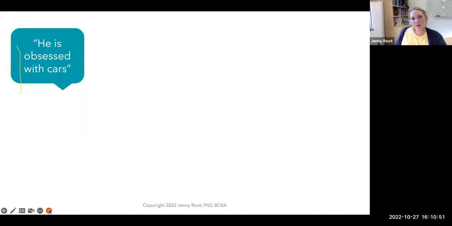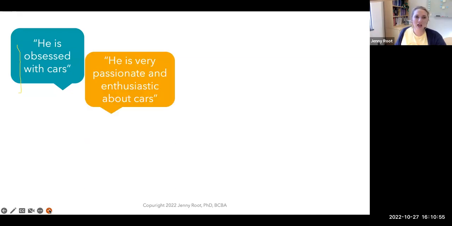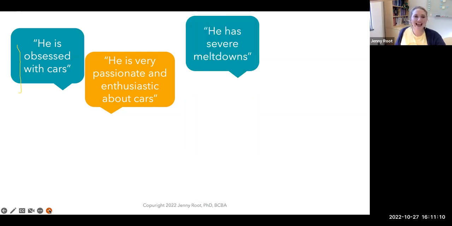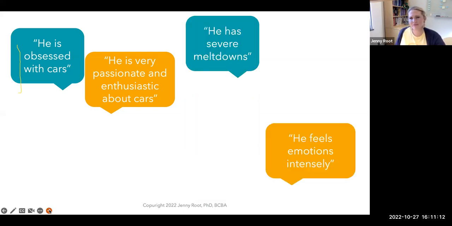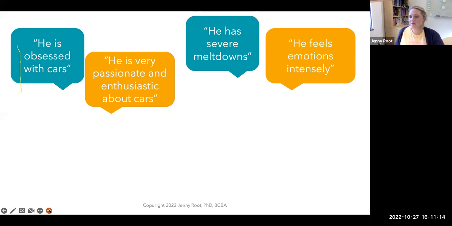So the way we talk about an individual, you could say he's obsessed with cars. Or we could say he's passionate and enthusiastic about cars. That paints quite a different picture, right? When we say you're obsessed with something, it's generally not a good thing. Or we could say he's passionate, enthusiastic, right? He has severe meltdowns about things. Or is it that he feels emotions intensely? This would describe my son.